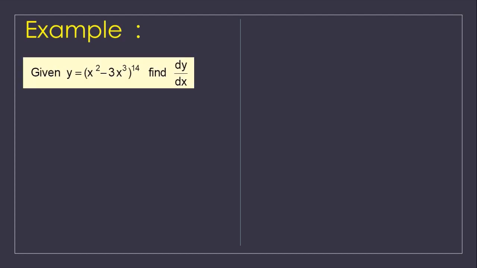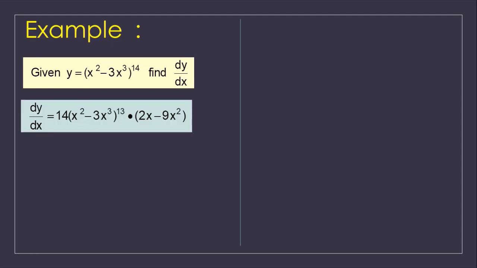More example on the derivative of composite function. Given y equal x square minus 3x cubed power 14. We want to find dy over dx. So number 1, we will differentiate power 14 and multiply by differentiate bracket.